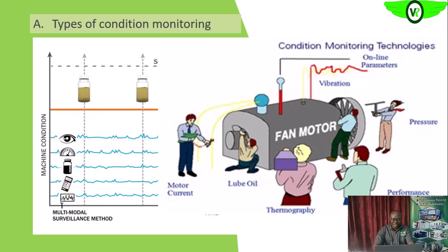Like on motor now, we can do motor current analysis. Okay, so you know that the current flowing through your motor windings, or even your generator windings, will influence the strength of the magnetic field. Are we getting it? So as that field is changing, that will give us an indication of the amount of current that is flowing through.